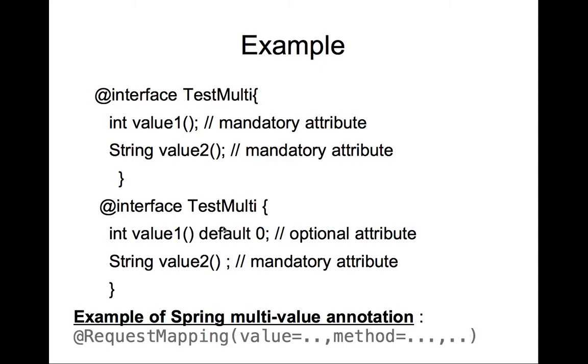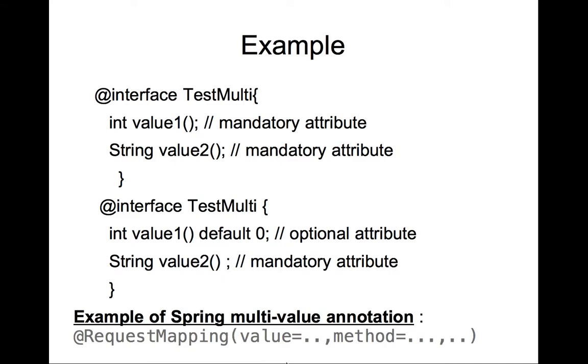And in the second example which I have shown over here, we specify the default value. It is a second TestMulti annotation, and there I have specified value1 as integer type and value2 as string type. Since value1 is integer type, here the default value is 0. You can specify a default, and this makes it optional. Whenever we use this annotation, we must use value2, but we may use value1 because it has the default value.